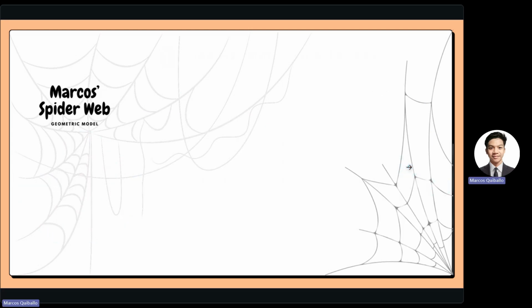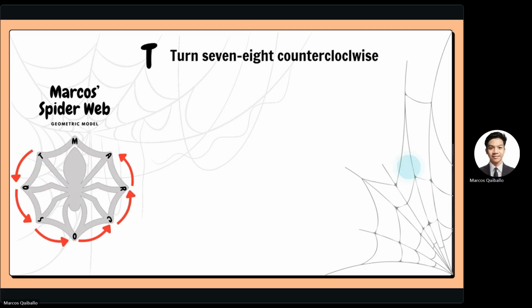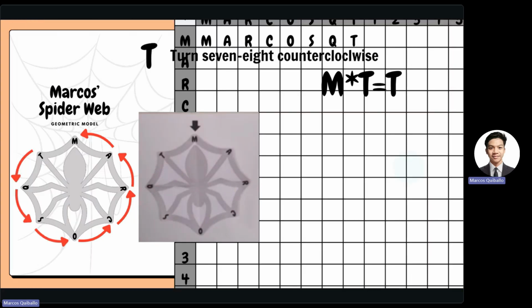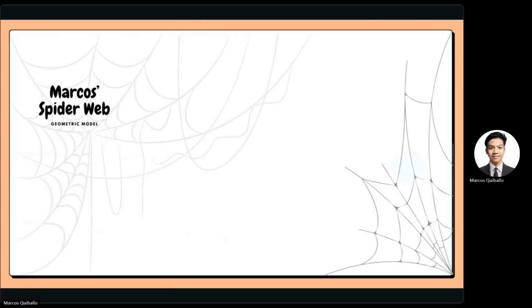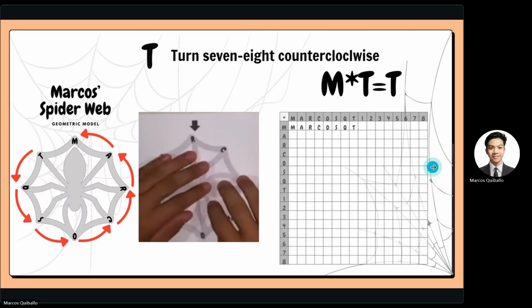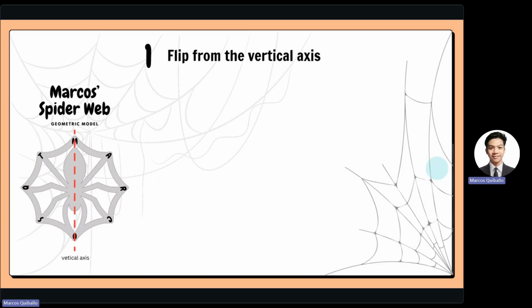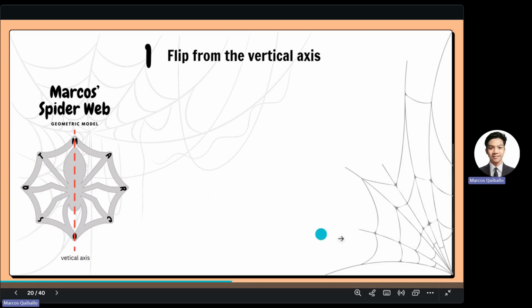So for the next movement, which is number 1, I guess. For number 1, it is defined as flip from the vertical axis. In the diagram, the red broken line defines our vertical line, which is this is our vertical line.